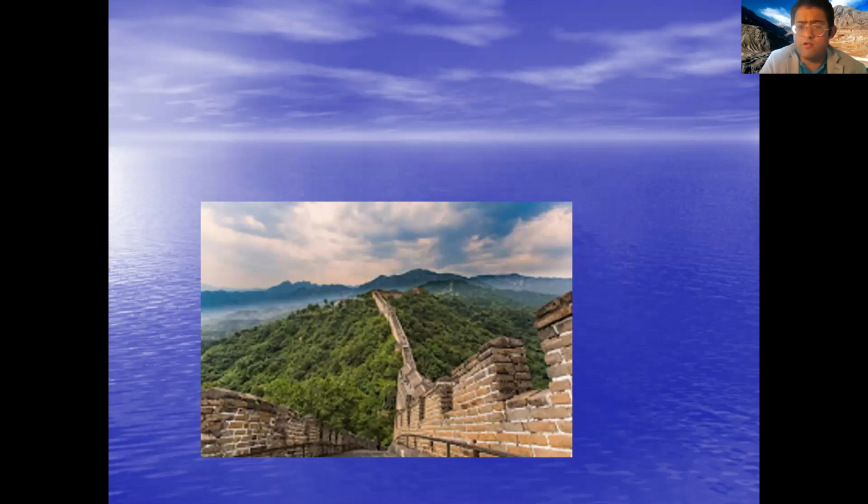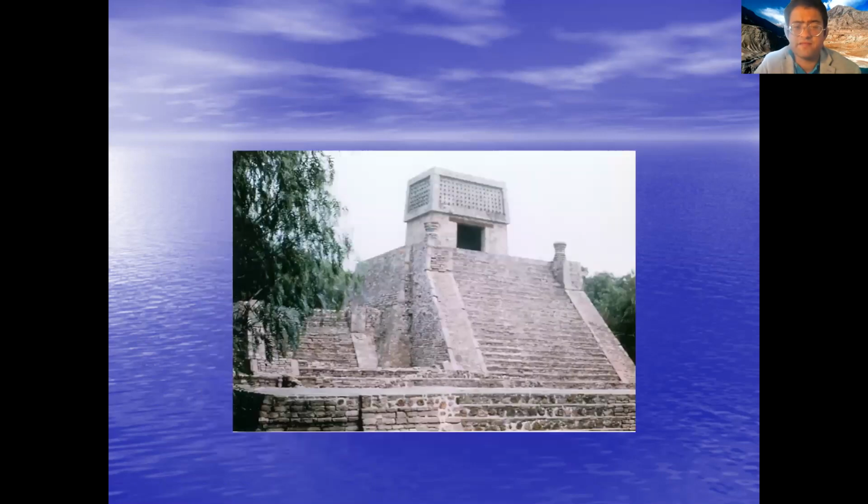We got some kind of wall here. But not just a wall. Looks like a really, really great wall. So what civilization do you think this would be? This would be the civilization of ancient China. We have a pyramid structure associated with this indigenous group or native group. This is an Aztec pyramid.